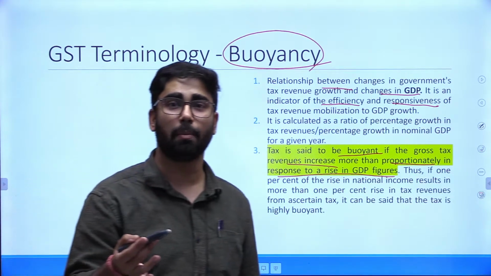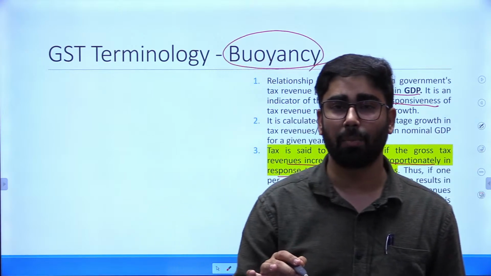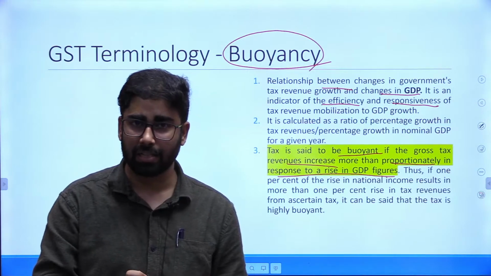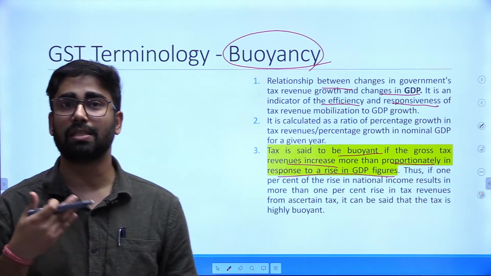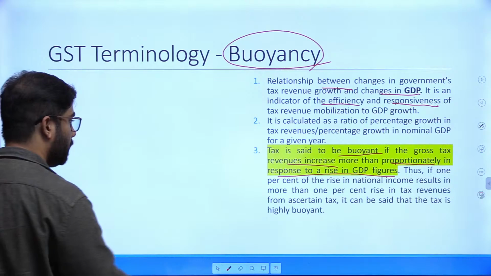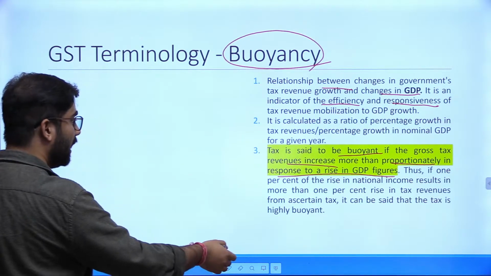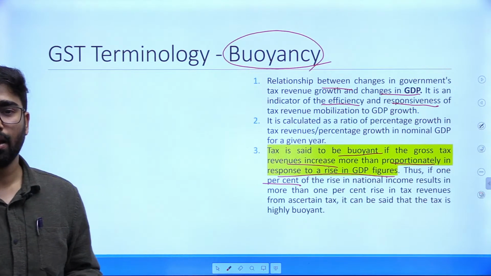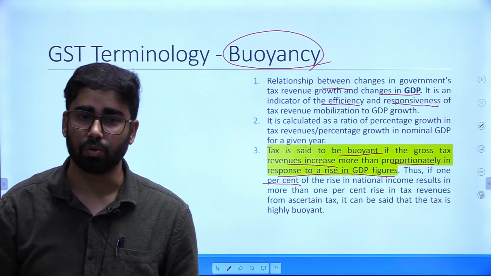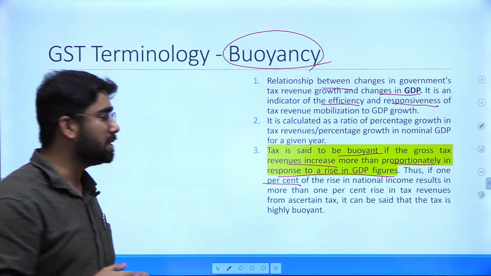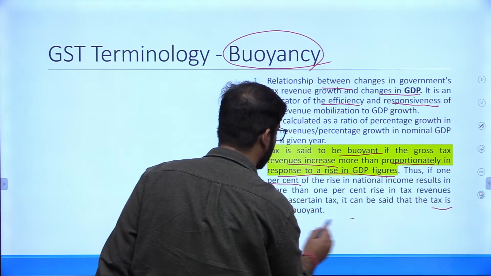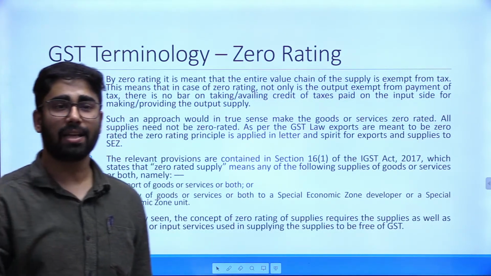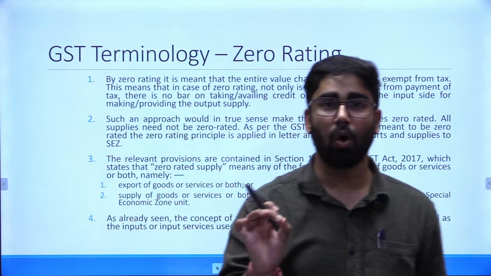यानी कि GDP जितनी बढ़ रही है उससे ज्यादा अगर टैक्स कलेक्शन बढ़ रहा है, तो उसे हम कहेंगे कि टैक्स बॉयंट है. और ये एक एडवांटेज हुआ है जीएसटी का कि इसकी वजह से टैक्स बॉयंसी इंक्रीज हुई है. Okay, so example भी दे रखा है, thus if even 1% of the rise in national income results in more than 1% rise in tax revenues from a certain tax, then it can be said that tax is highly buoyant. It is important to remember what buoyancy is. Now the next thing that you need to know about is zero rating.